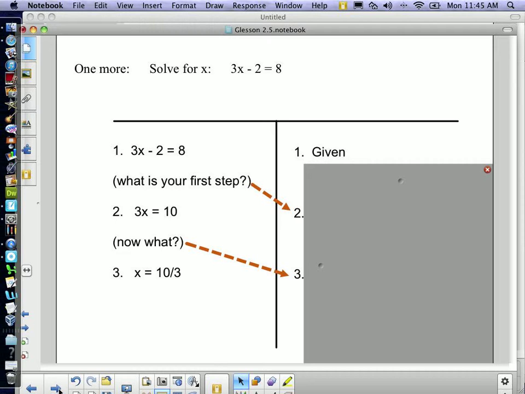A little shorter one, only 3 steps this time. Started with 3x minus 2 equals 8, that's given. The next step was 3x equals 10. What did we do to both sides? Added. So which property? Addition property.